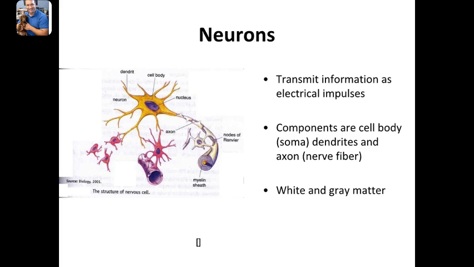Different parts of the neuron. This is the cell body. We can tell that because it's got the nucleus in it. And then these things coming off the sides are called dendrites. They're like little roots or trees that can reach out to other nerves and connect.